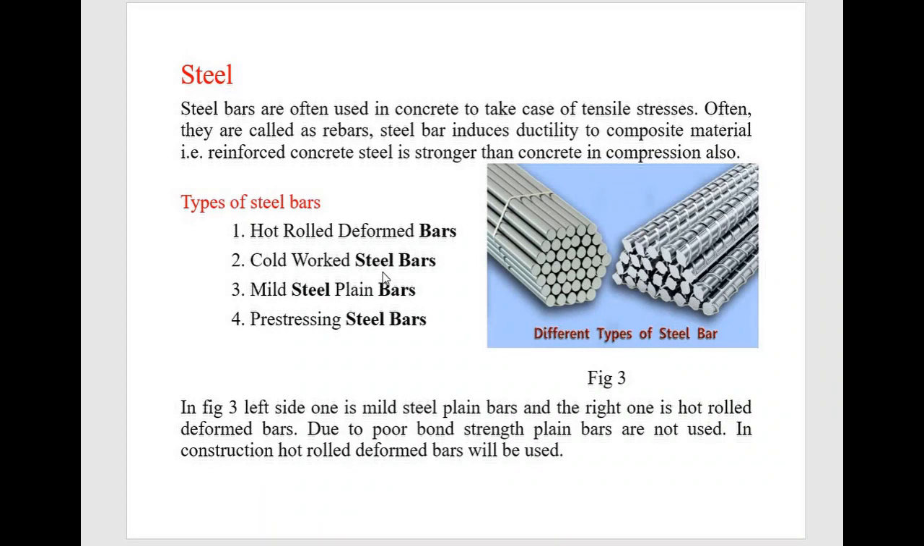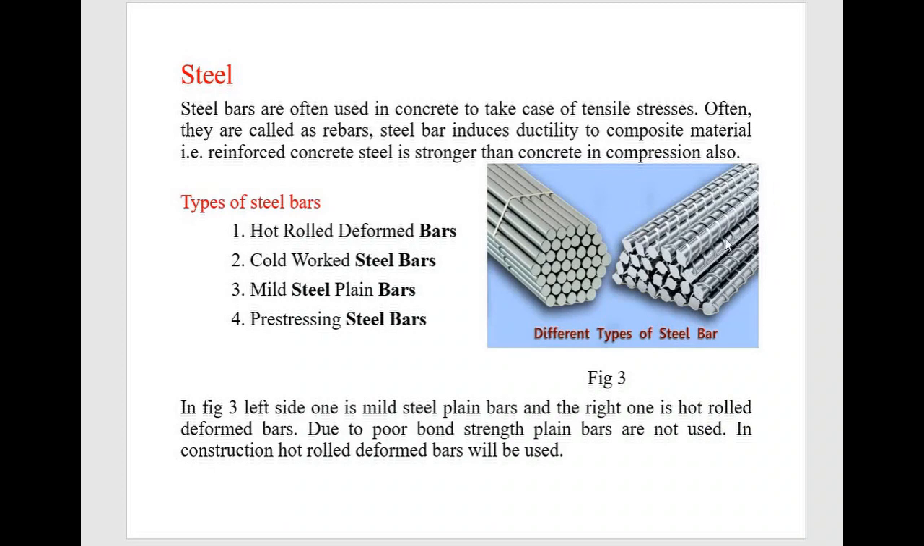Now, cold worked steel bars are common, and here you can see a picture of different types of steel bars. The first one, on the left, is mild steel. It does not have a rough surface. You can observe it is very smooth. Because of the smooth surface, there will be slipping of the bars, so it will not give much tensile strength to the concrete when compared to this kind of steel.